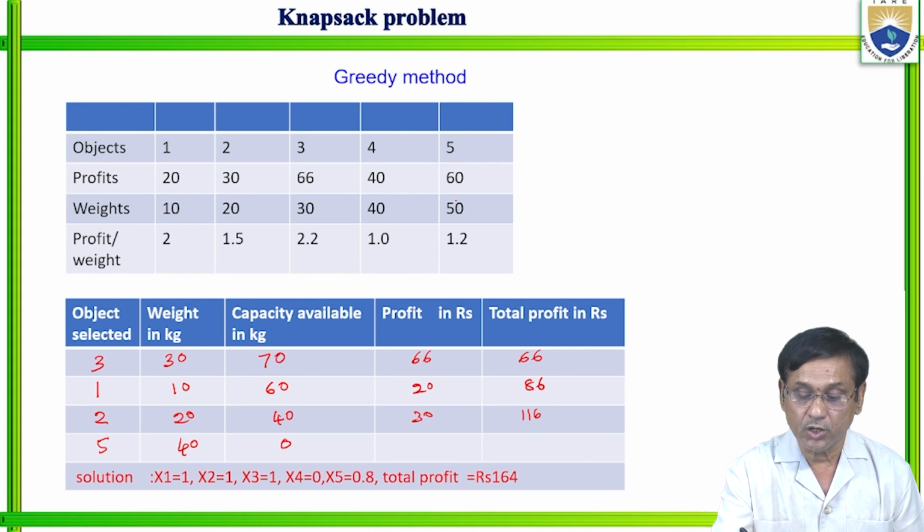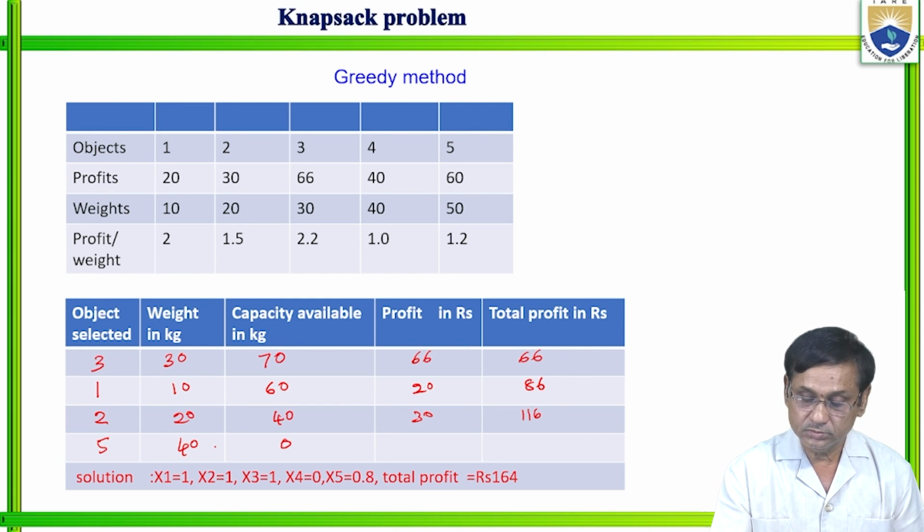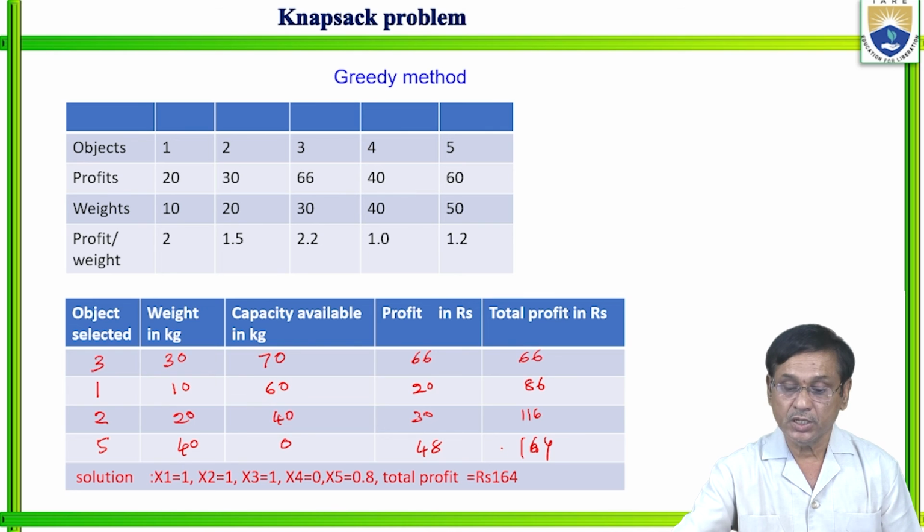so we can find out how much profit it is. How much we are utilizing? We are utilizing 40 kg. So that is corresponding to the 50. Profit is 60 and weight is 50. So 1.2 into this 40, 48 we are getting. So that this is 164. The total profit is 164.